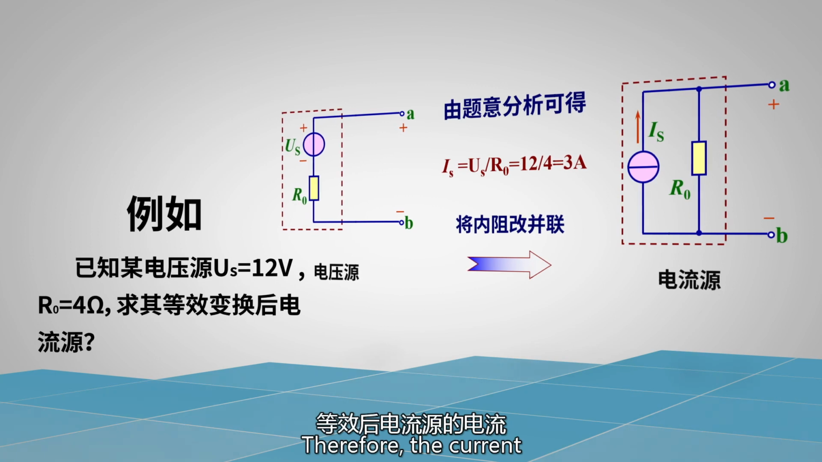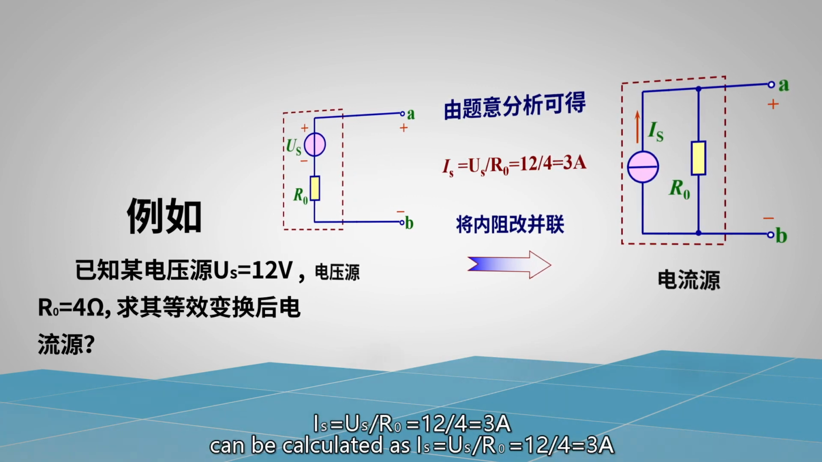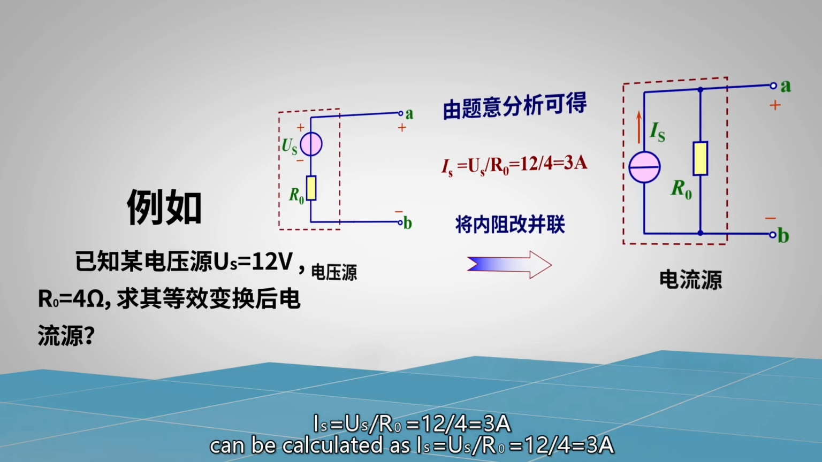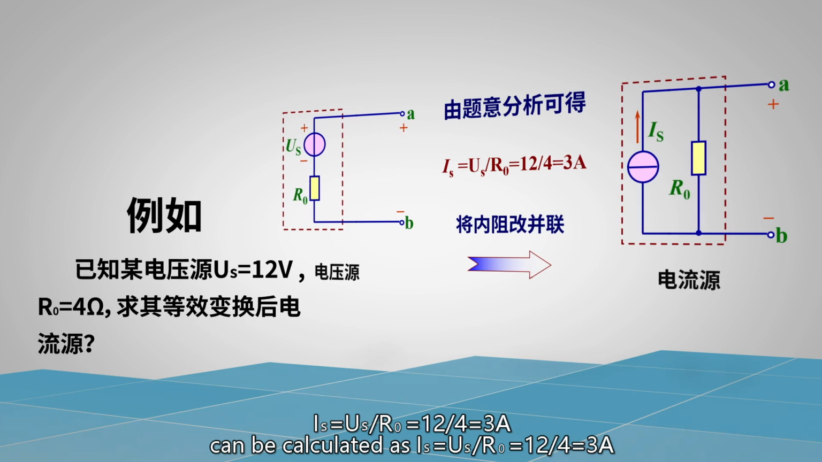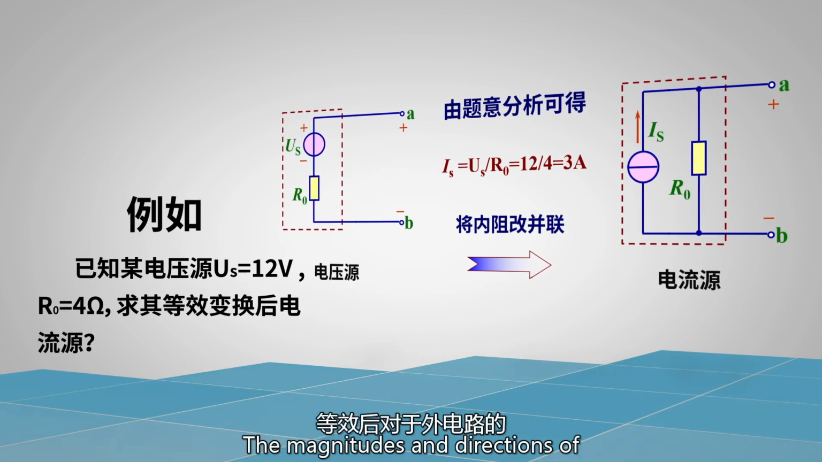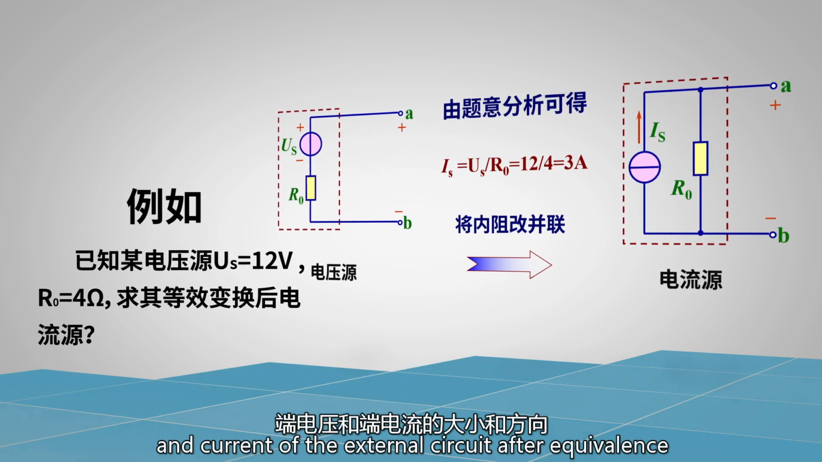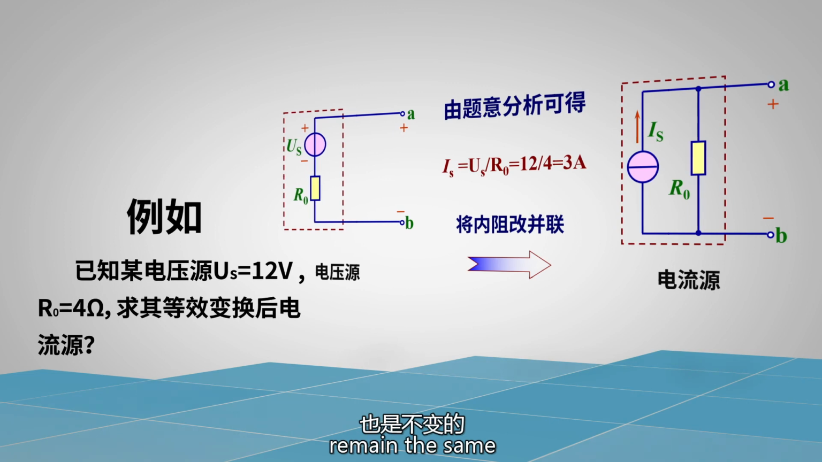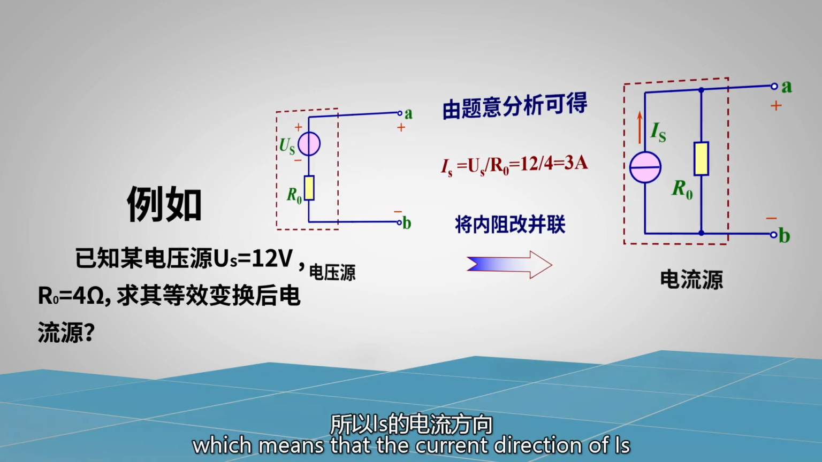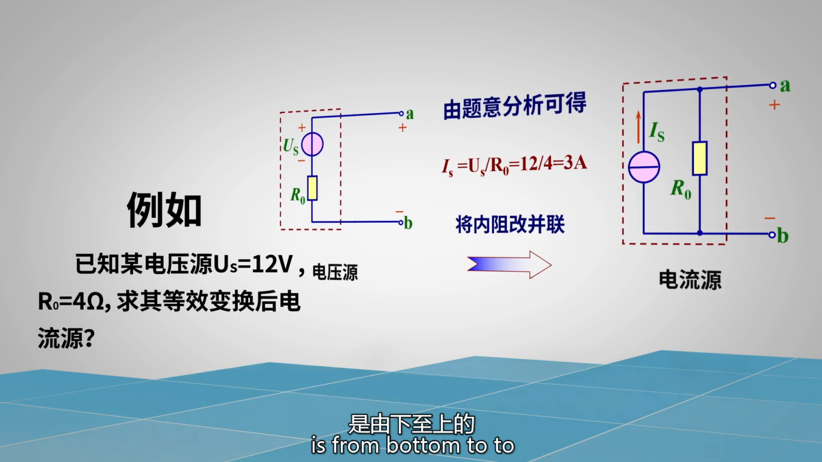Therefore, the current of the equivalent current source after equivalence can be calculated as I sub s equals U sub s over R0 equals 12 over 4 equals 3A. The magnitudes and directions of the terminal voltage and current of the external circuit after equivalence remain the same, which means that the current direction of I sub s is from bottom to top.